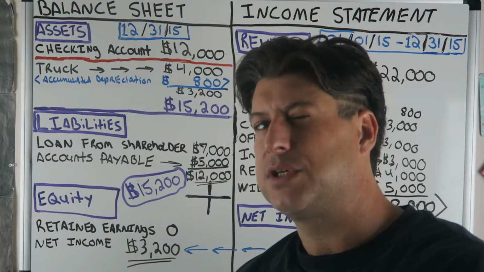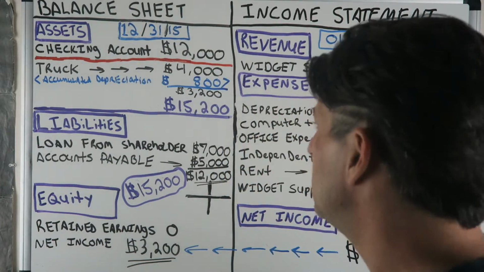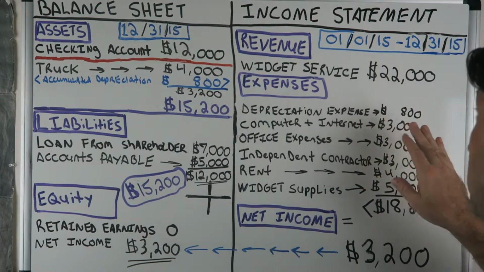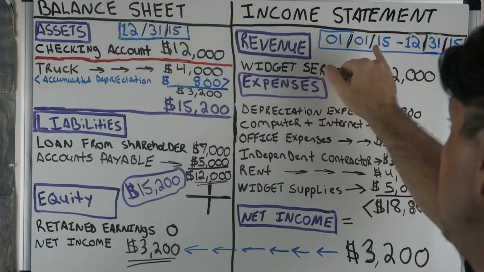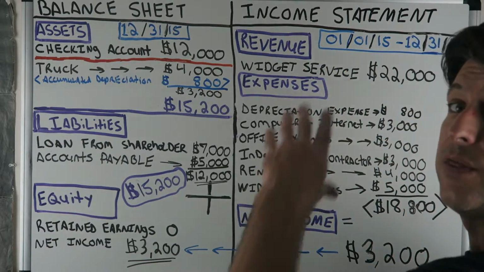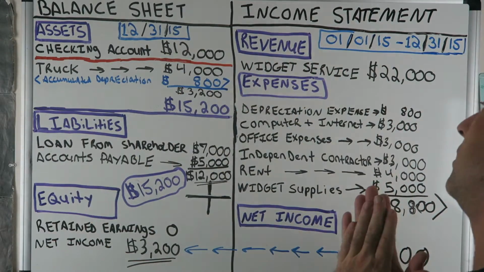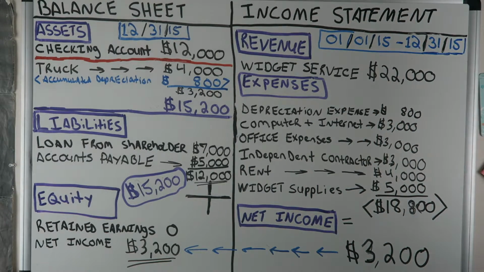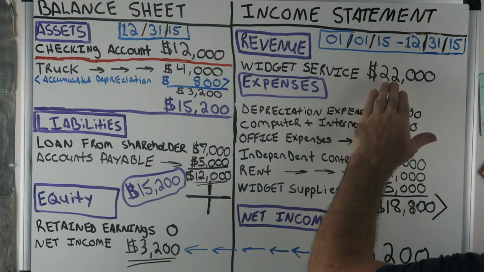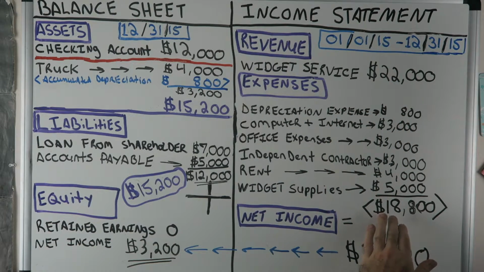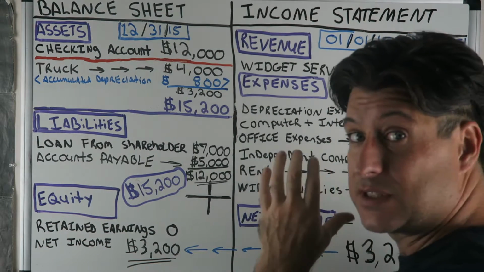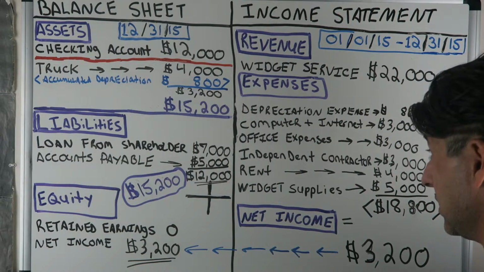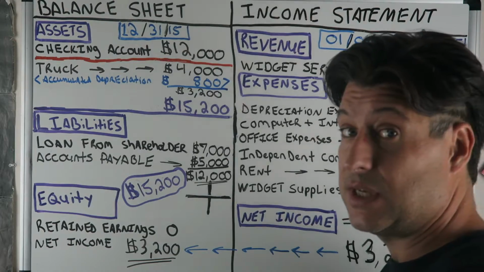Let's go over to what our depreciation expense journal entry did to our income statement. Now this is the last day of the year here, so look at that period, the whole year, 1/1/15 to 12/31/15. Through the whole year, we ended up with $22,000 of widget service and $18,800 of expenses, comprised of the $800 of depreciation expense that we just did.